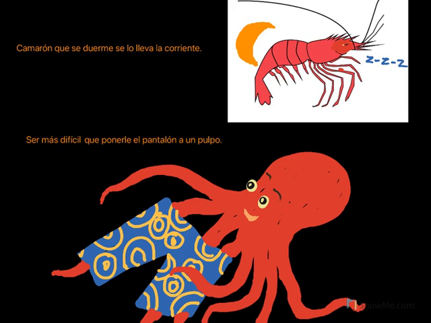And then you have another good expression that is used mostly in Argentina, but it is used in Mexico as well, and it is understood in all Spanish-speaking countries. It is ser más difícil que ponerle el pantalón a un pulpo, which means something is extremely difficult. Something is as difficult as to put pants on an octopus, which you can imagine could be very, very difficult.